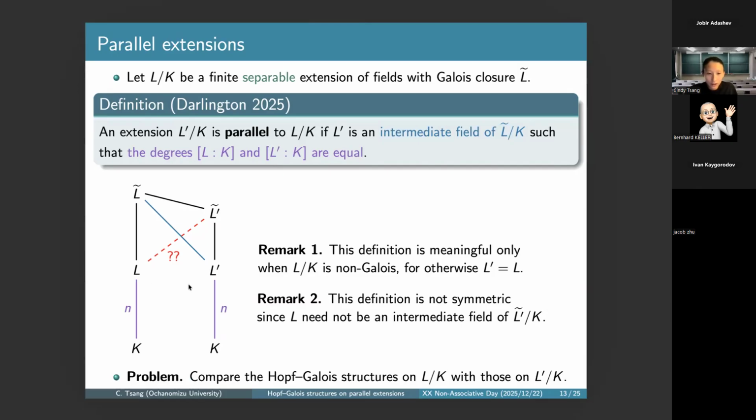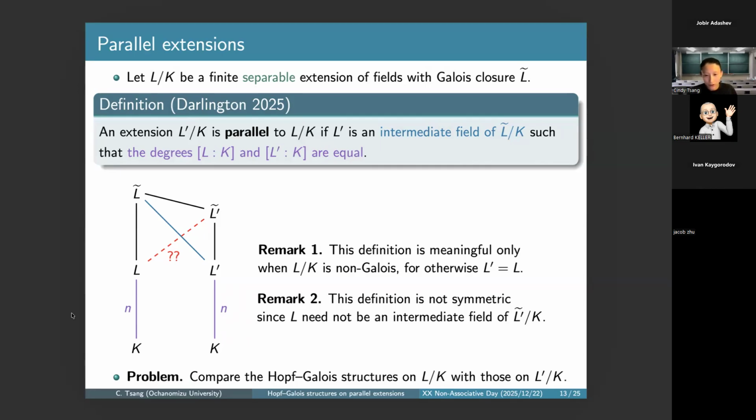So you have this setup. It seems natural to compare them, because they're both contained in L tilde, and they have the same degree. So maybe there's some relationship between the Hopf Galois structures on L over K and the Hopf Galois structures on L prime over K. So that's what we want to study: Hopf Galois structures and parallel extensions. We want to know how the Hopf Galois structures here compare to each other.